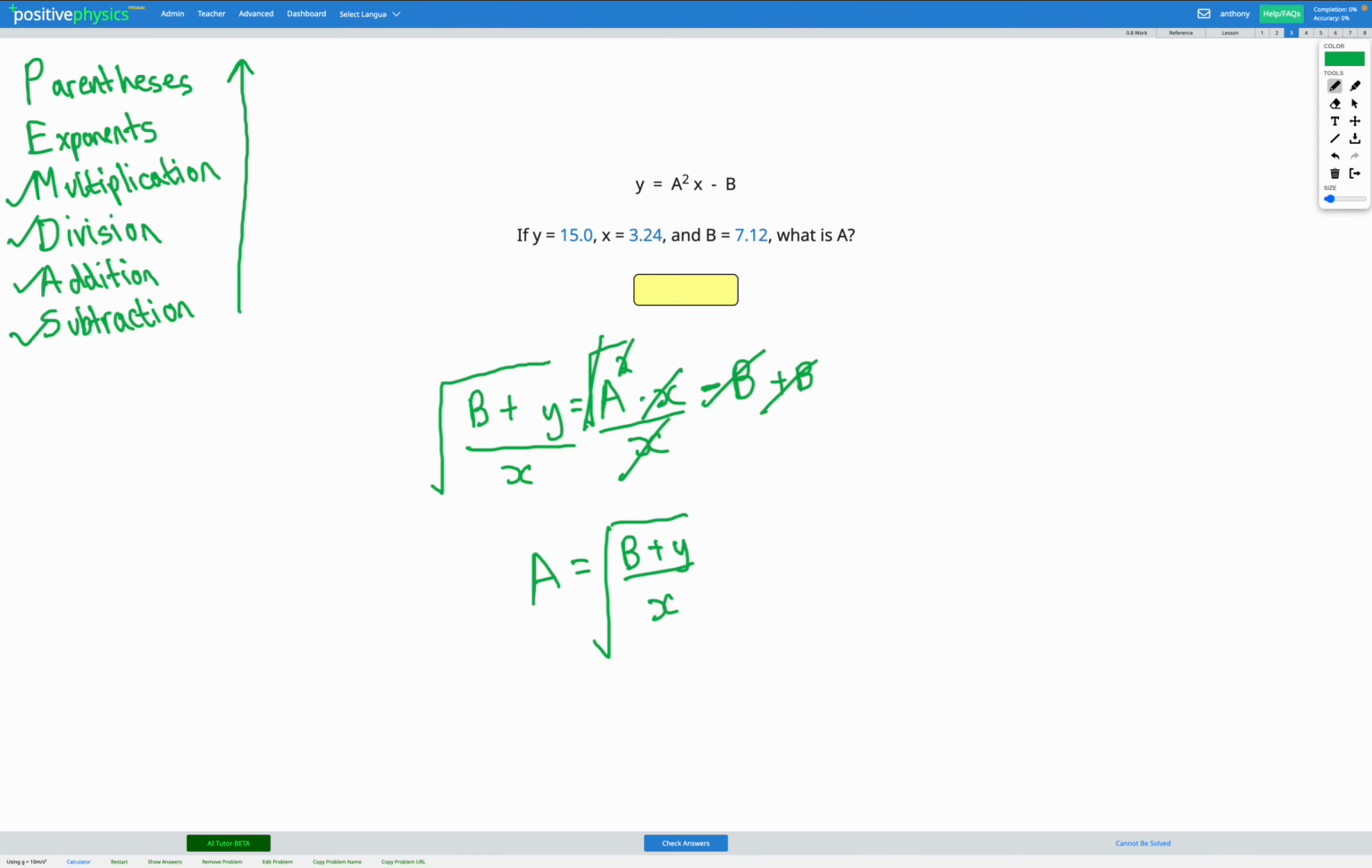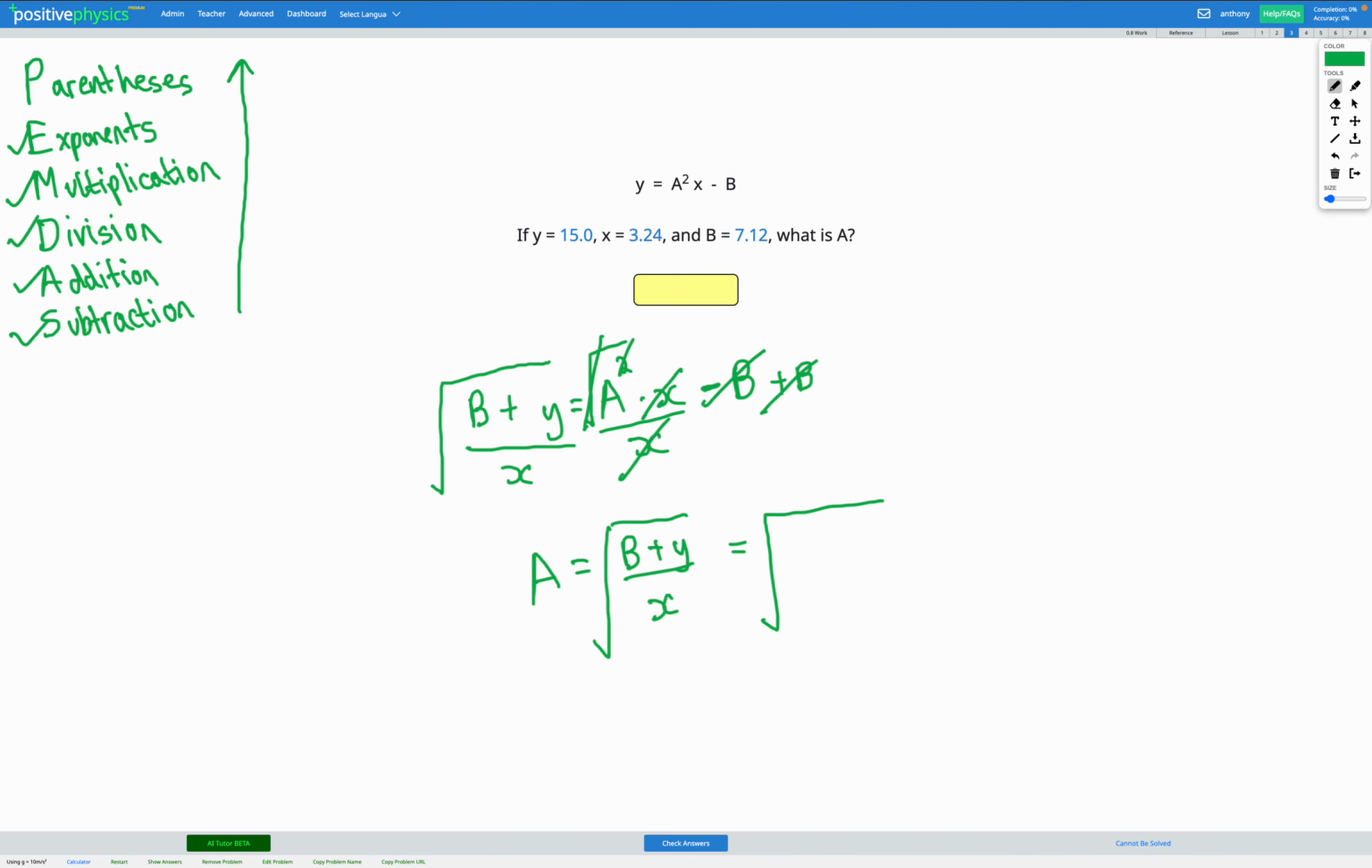So that's my first step, rearranging my equation. And to do that, I worked backwards through the order of operations, which is given by PEMDAS. And I undid each of those things until we were left with just a remaining. So now we can go ahead and put in our numbers.